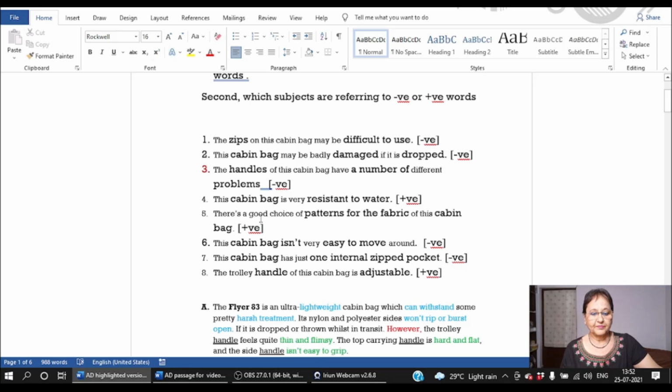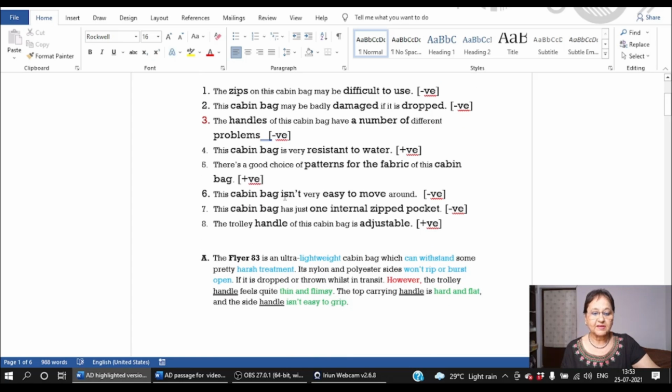Fifth one: there's a good choice of patterns for the fabric of this cabin bag. So what is the subject here? Cabin bag. What about the cabin bag? Patterns for the fabric. That means different patterns, different fabrics for different cabin bags. So is it positive or negative? It is positive because you have a variety of choices to select from. Now we go to the sixth one.